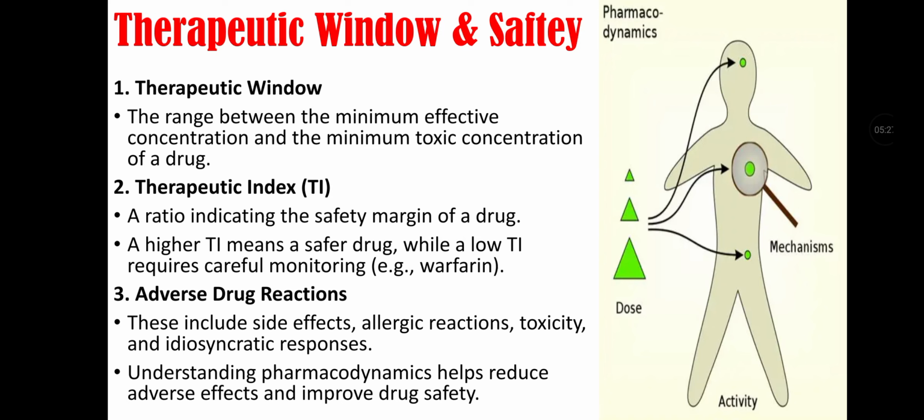Therapeutic window and safety. Therapeutic window is the range between the minimum effective concentration and the maximum toxic concentration of the drug. Therapeutic index is a ratio indicating the safety margin of the drug. A higher therapeutic index means a safer drug, while a lower therapeutic index requires careful monitoring, like warfarin. Adverse drug reactions include side effects, allergic reactions, toxicity, and idiosyncratic responses. Understanding pharmacodynamics helps reduce adverse effects and improve drug safety.